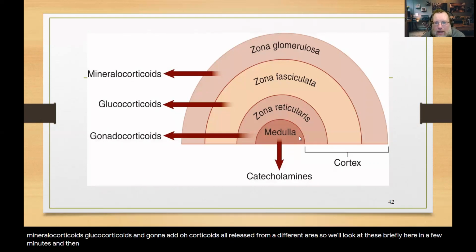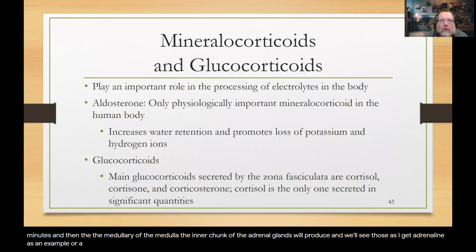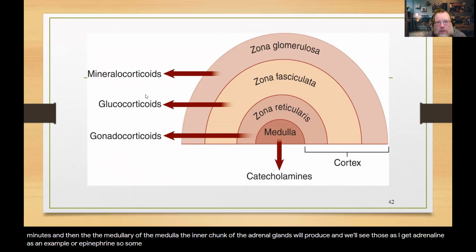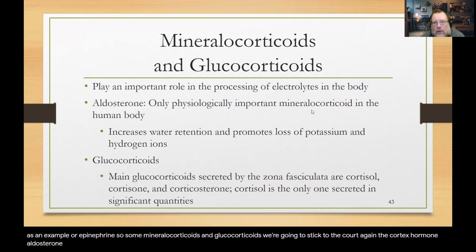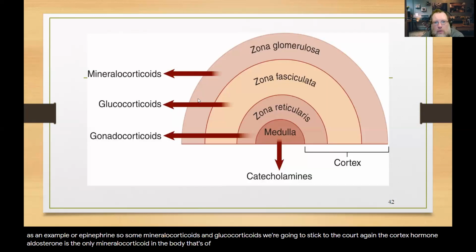And then the medulla, the inner chunk of the adrenal glands, will produce what we call catecholamines. We'll see those as adrenaline, as an example, or epinephrine. So, mineralocorticoids and glucocorticoids. We're going to stick to the cortex hormones. Aldosterone is the only mineralocorticoid in the body that's of importance. So aldosterone is going to come from that area.